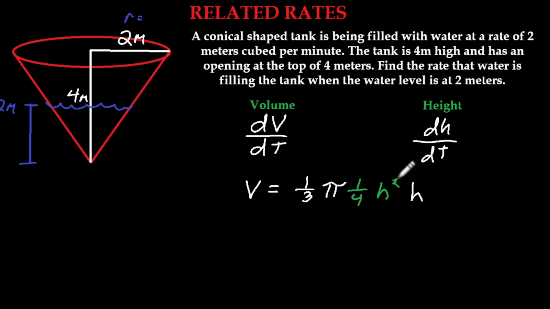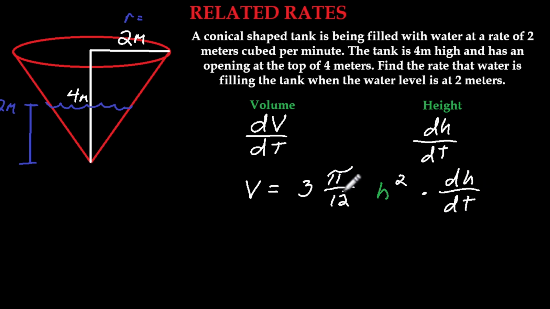And then we have h squared times h to the first power. This becomes h to the third power. And simplifying the 1/3 pi times 1/4, this would give us pi over 12 times h cubed. And now I'm in a position where I can differentiate this with implicit differentiation, since there's only a single variable over here. So I bring the 3 to the front, I reduce the power by 1, and I have to also differentiate, so I have dh/dt, since I differentiated h with respect to time.